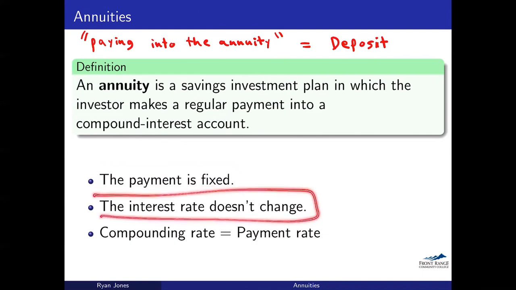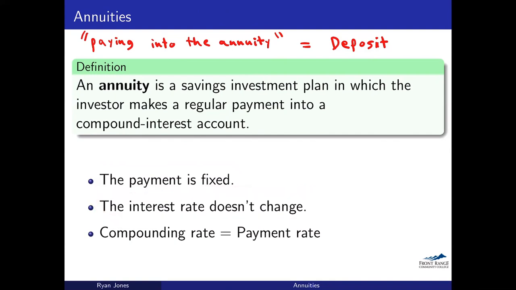The interest rate does not change. Again, it could, but most of the time it doesn't, and in the problems that we'll be dealing with, it will not change. And then we've seen the phrase compounding rate before. We've given that a variable n. Let's go ahead and put n right there. That's going to be the same thing as the payment rate. All I mean by this is, however often you pay into this annuity, however often you deposit money into this, that's your payment rate, that's your compounding rate, that's the value of n.